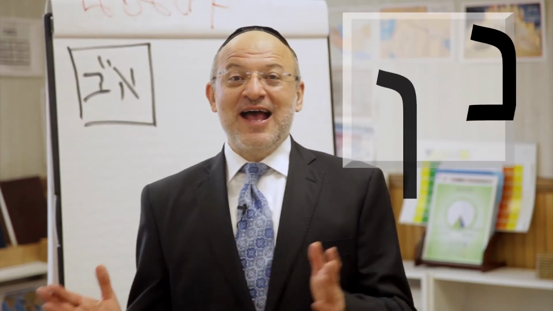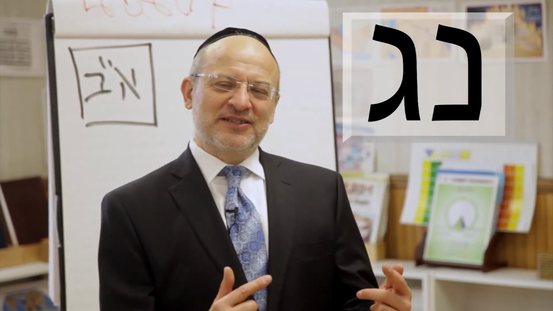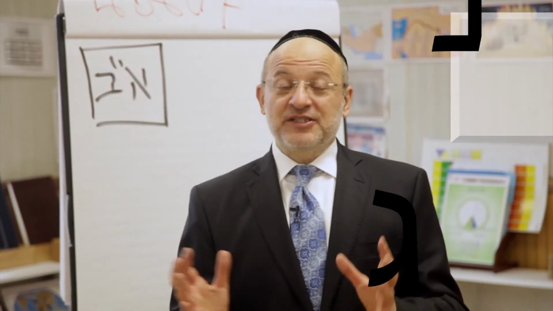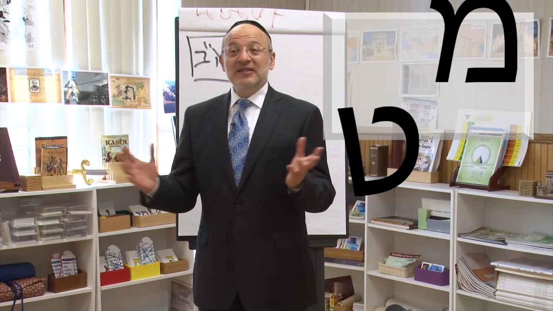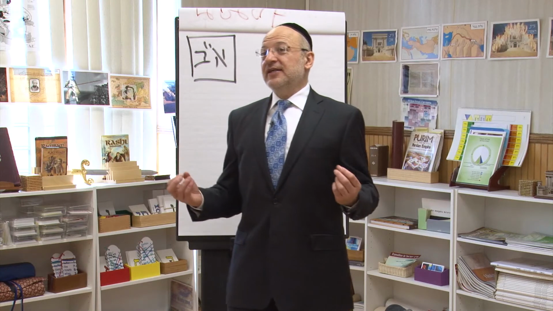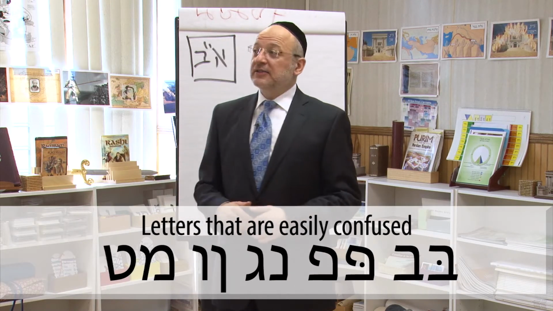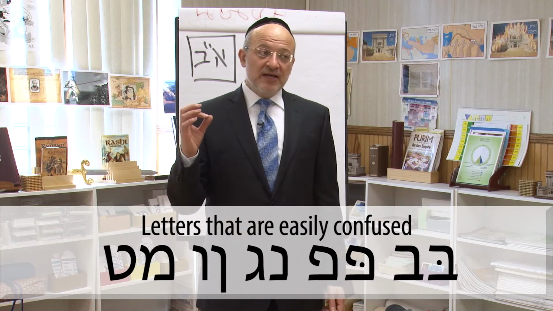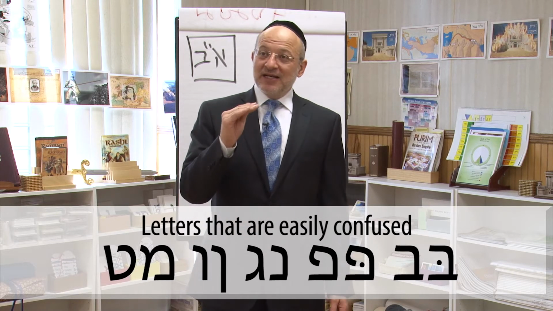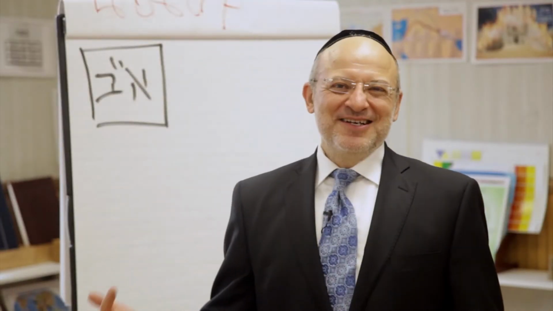You've got a nun and an end of nun, and you've got a vav. Oh, the nun and the gimel, they look similar, so some children actually get confused by those two. A mem and a tes, sometimes children get confused by those two. So there are certain letters which are known as mukhlafos. They easily get confused. And what you need for a child to have total mastery is the specific shape of every single letter. We also want them to know the sound of the letter.